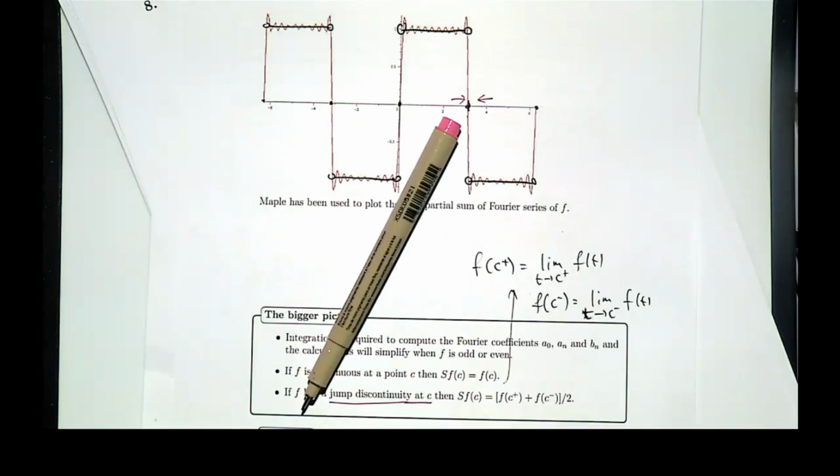The most important thing is the function that you start with, that you want to approximate, it's got to be periodic, right? Otherwise the cosines and the sines don't work, right? That's the most important thing. Okay?